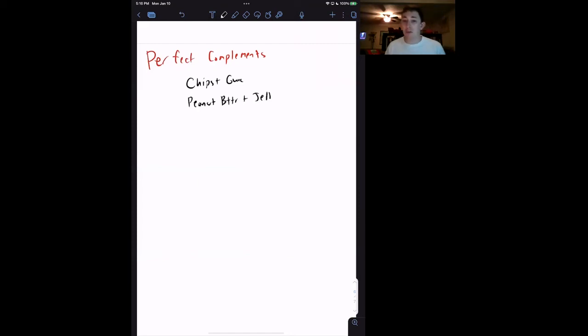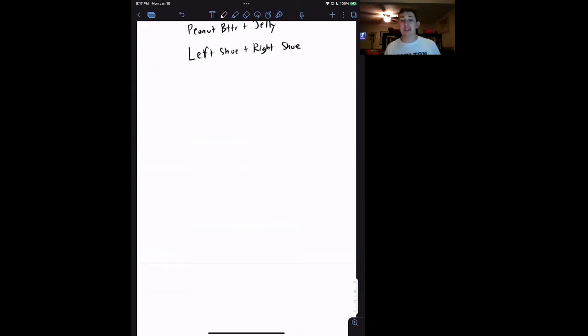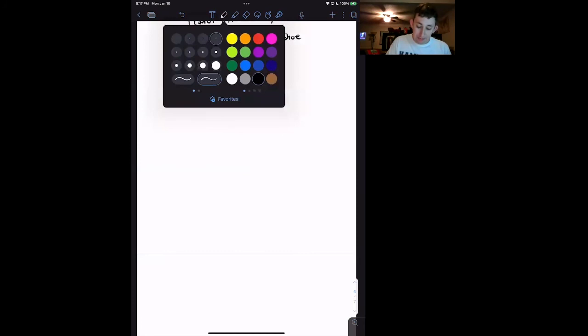Or another real easy example, I think, is pairs of shoes. So we're used to buying shoes as a pair. But let's say you could buy them separately. So let's say left shoe and right shoe. And this is the example I want to use for perfect complements because I think that it makes the most sense intuitively. I think it's the easiest to grasp. So let's take it and run with it.